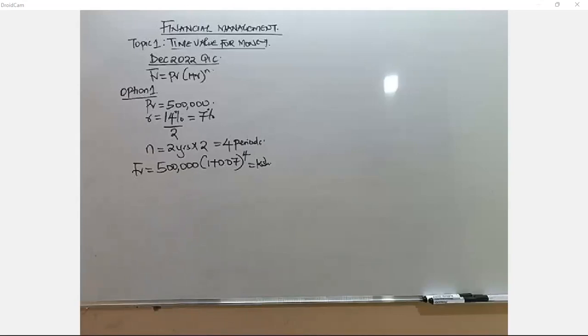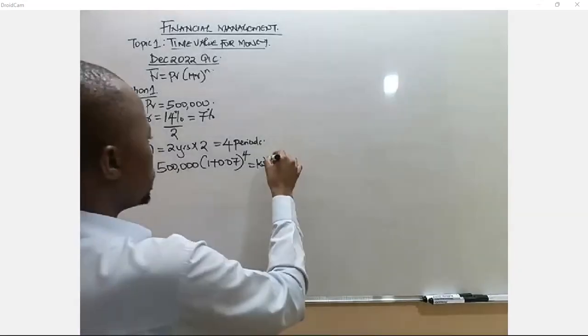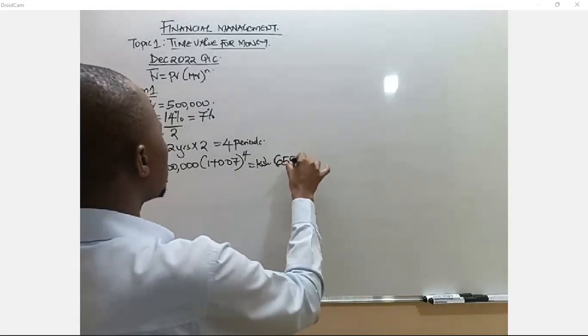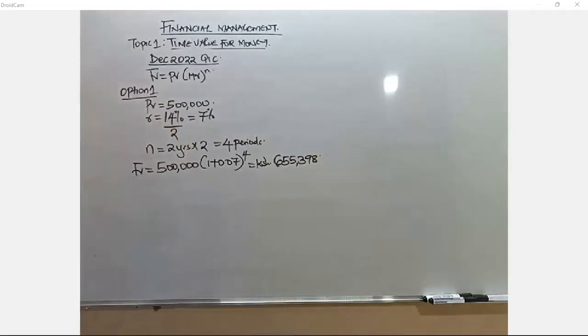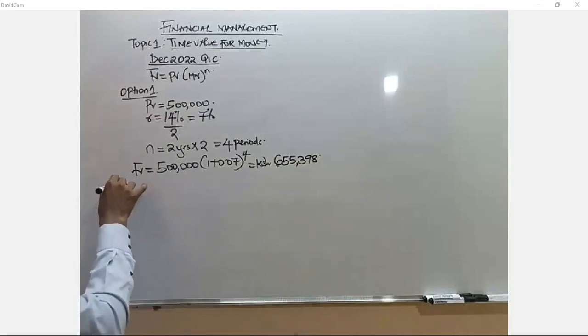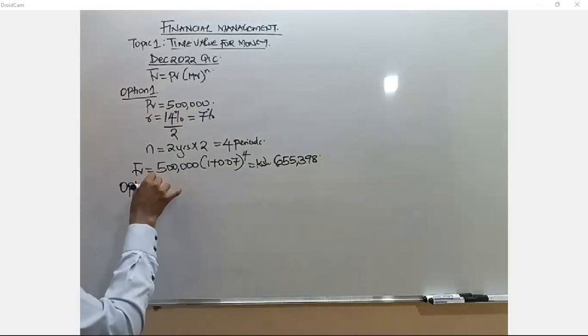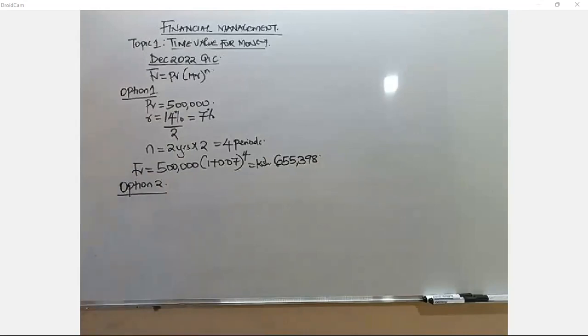That's 655. Okay. 655,398. Thank you so much. It should be 655,398. That is option 1. Option 2 is giving me how much? So I just need to go back to my question and determine.